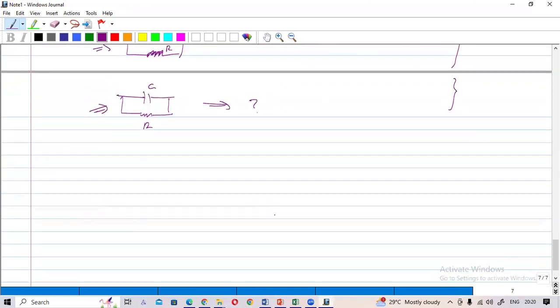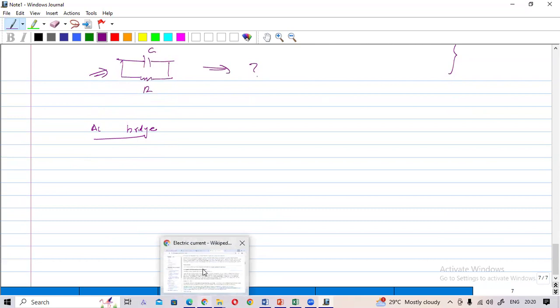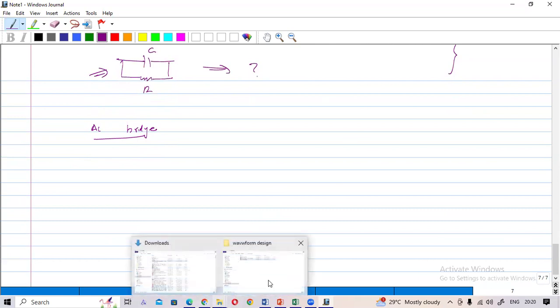Now we are talking about AC bridge actually. As I told you, there are several types of AC bridges. For example, I will take the book. Okay, that is fine, I think.